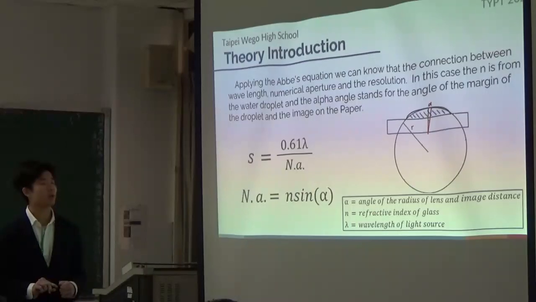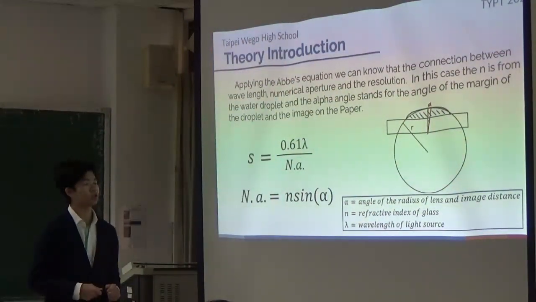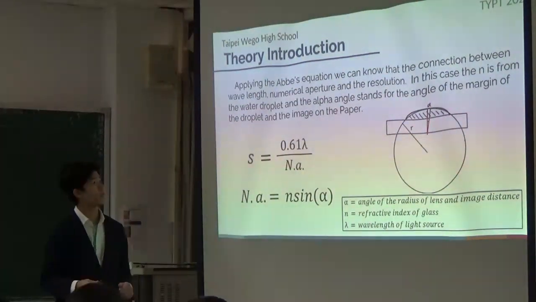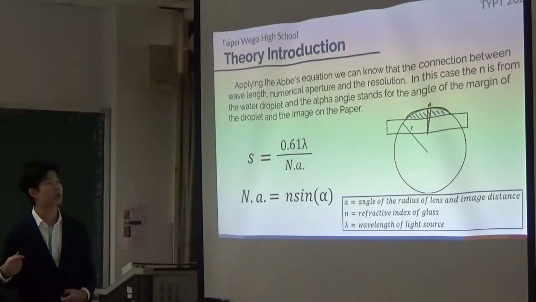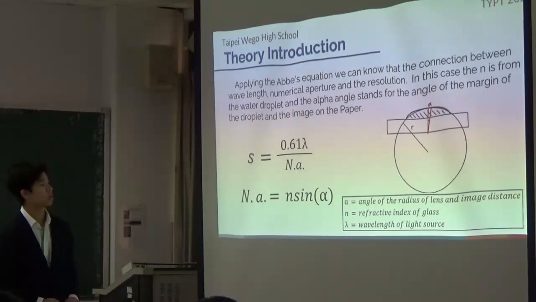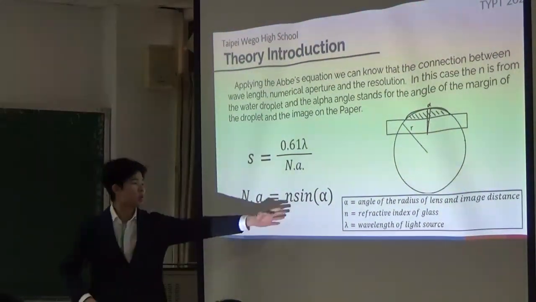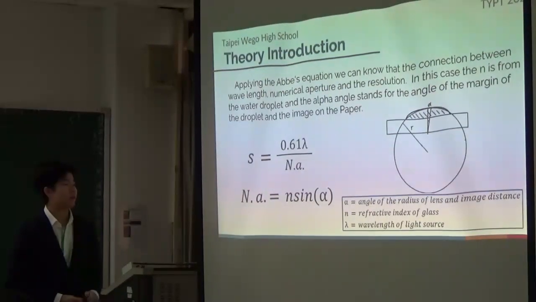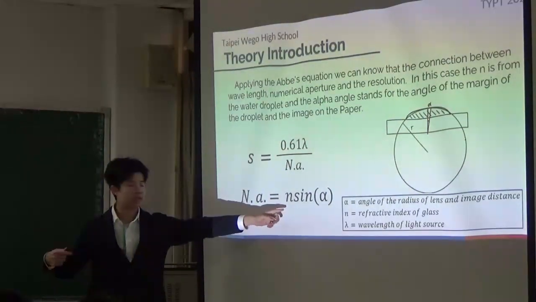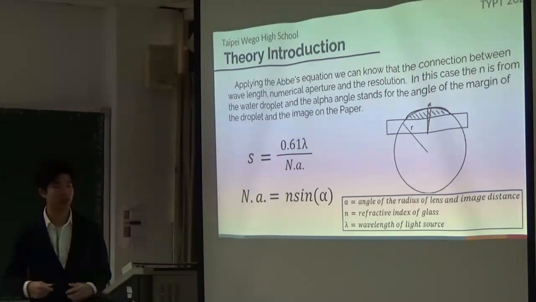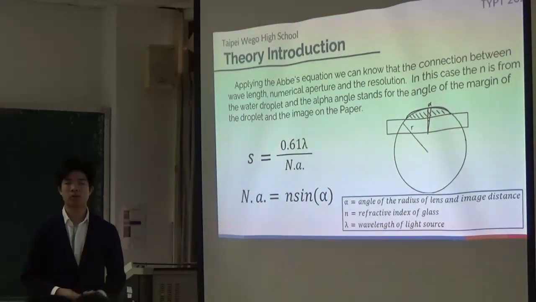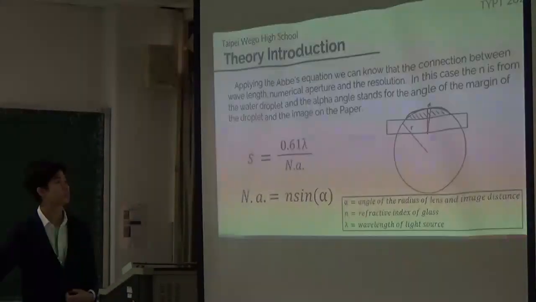Next is the resolution part. We use Abbe's equation, which gives the connection between the wavelength, numerical aperture, and the resolution, like these formulas. We know that if we decrease the alpha angle, we can decrease the sine value, and in turn we can increase the resolution. And if we decrease the wavelength, we can also increase the resolution of the image.